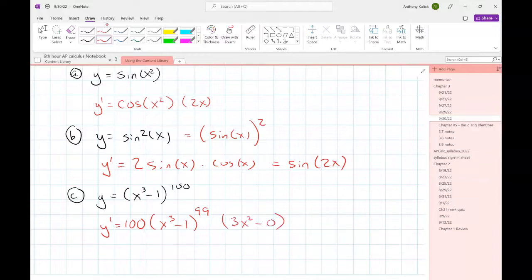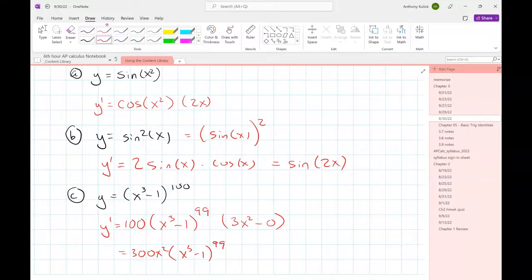If you want to write the minus 0, you can. If you don't have to. And again, if you wanted to clean this up a little bit, you could call it 300x squared. But like, Mr. Cool ain't gonna sweat that.